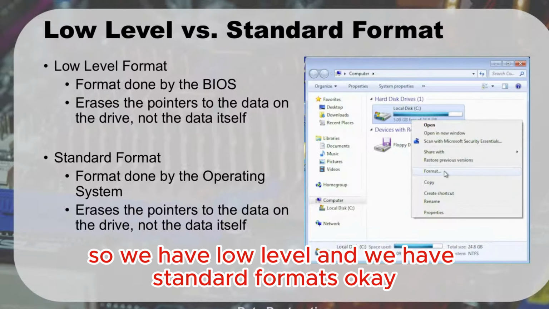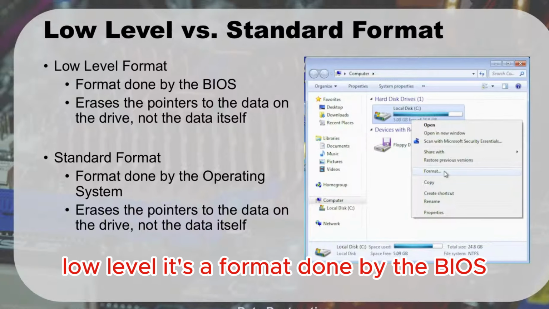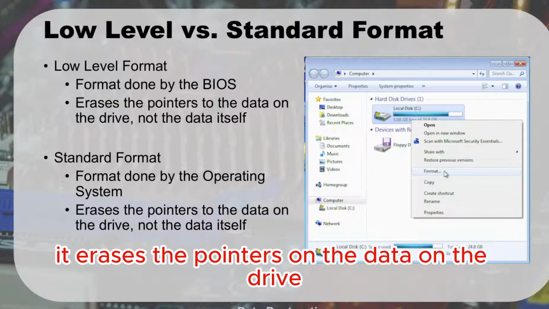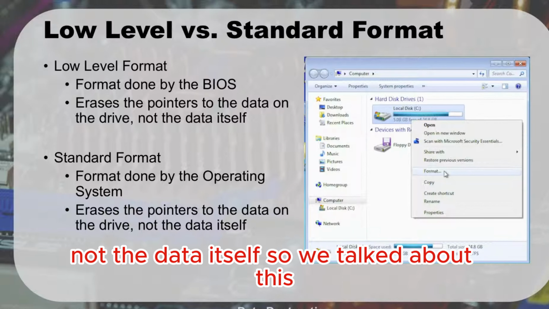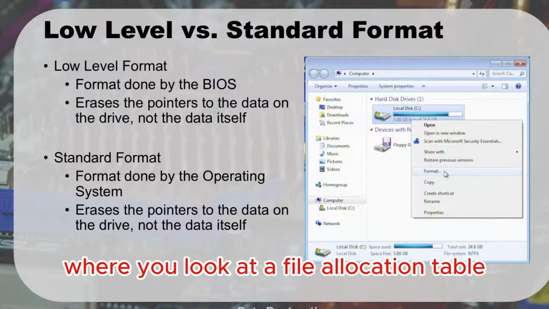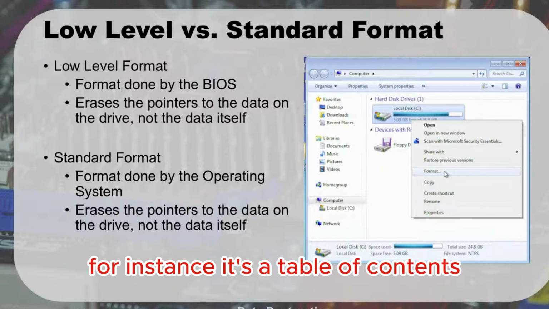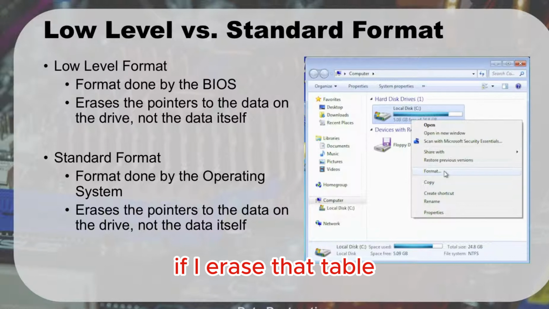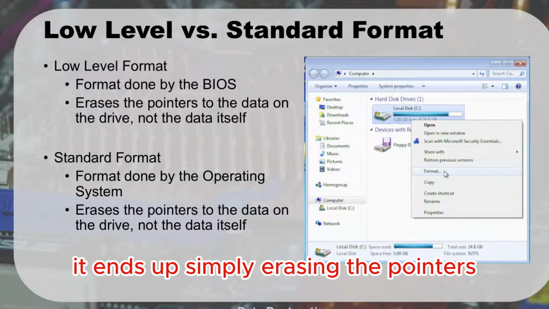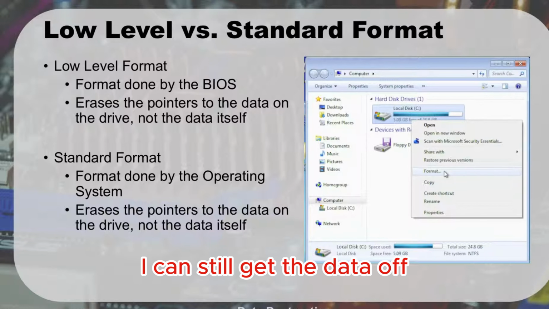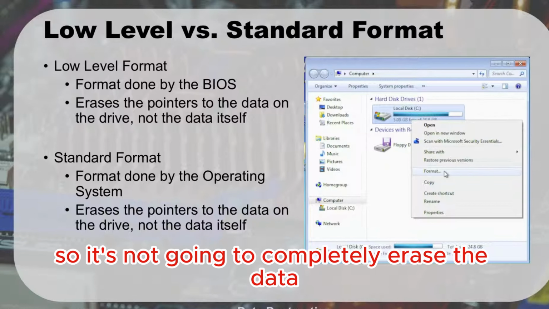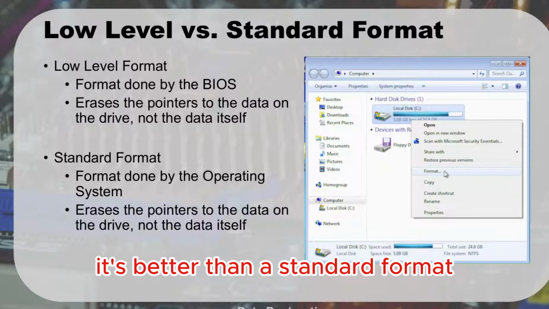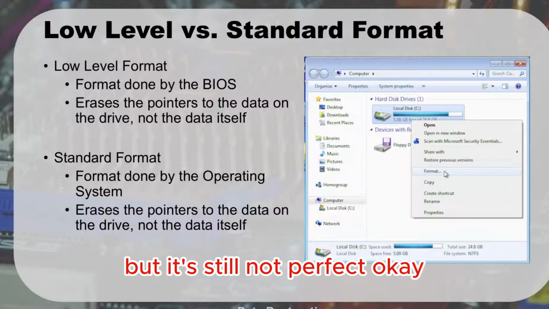So we have low level and we have standard formats, okay? Low level is a format done by the BIOS. It erases the pointers to the data on the drive, not the data itself. So we talked about this where you look at a file allocation table, for instance, it's a table of contents. It points to where on the drive the data is located. If I erase that table, it ends up simply erasing the pointers. I could still get the data off, so it's not going to completely erase the data. It's better than a standard format, but it's still not perfect, okay?